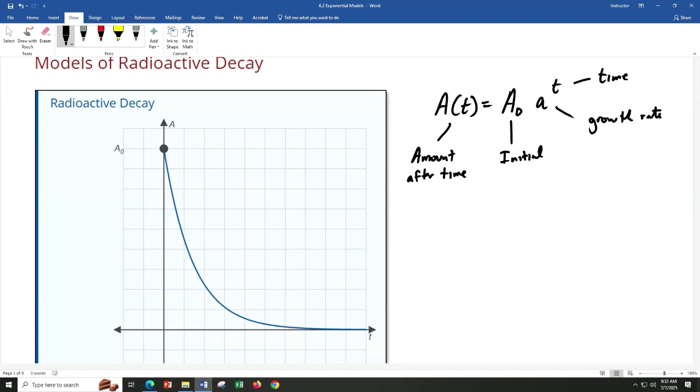The growth rate for radioactive decay, now hear me out, will always be between 0 and 1. Why is that? Think about it. Look at the wording. Remember the graph I showed you? The very first thing we started looking at, exponentials. What happened whenever you were between 0 and 1? What type of graph did you have? The decay. So to have decay, it's got to be between 0 and 1.